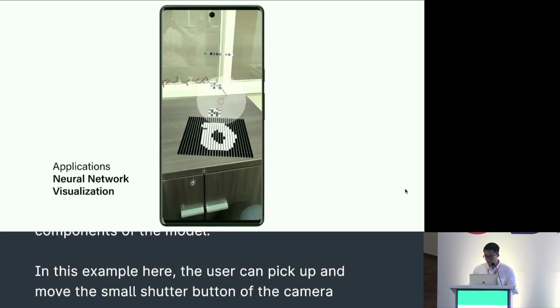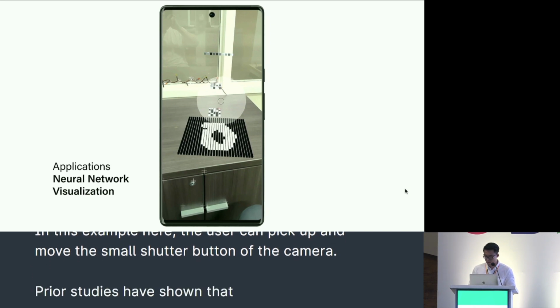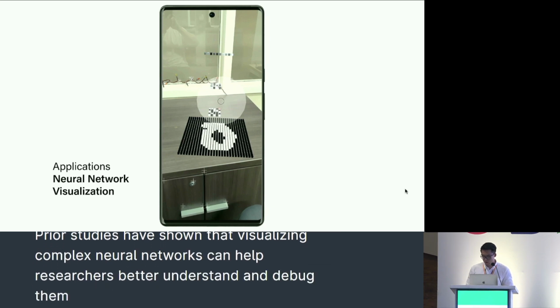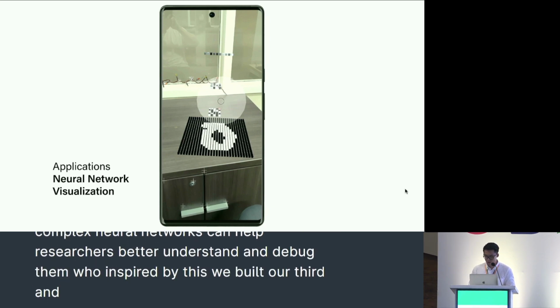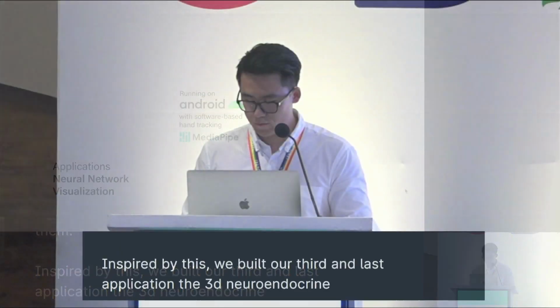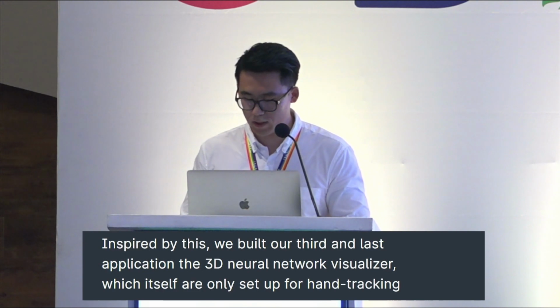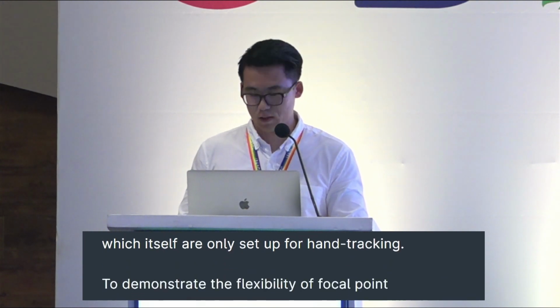Prior studies have shown that visualizing complex neural networks can help researchers better understand and debug them. Inspired by this, we built our third and last application, the 3D neural network visualizer, with a single-camera-only setup for hand tracking to demonstrate the flexibility of focal point and its independence from the tracking mechanism.